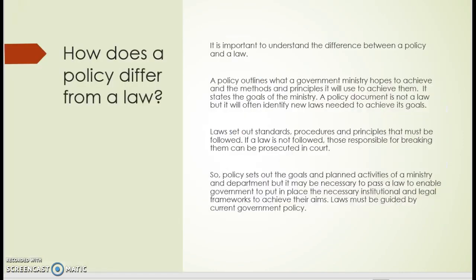And then this is our discussion question. How does a policy differ from a law? It's really important to understand that. A law actually sets out the standards and procedures that must be followed, but a policy outlines what a government hopes to achieve and the methods and principles it will use to achieve them. Think about those things and what is the difference, and write your best discussion about that.